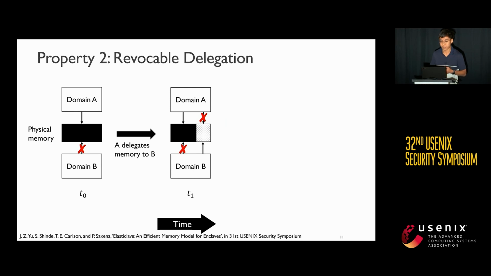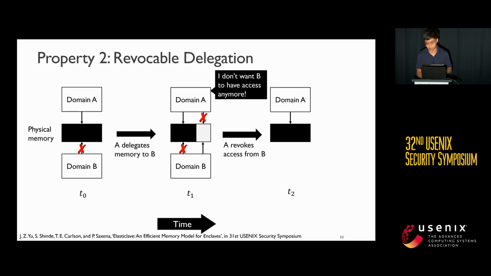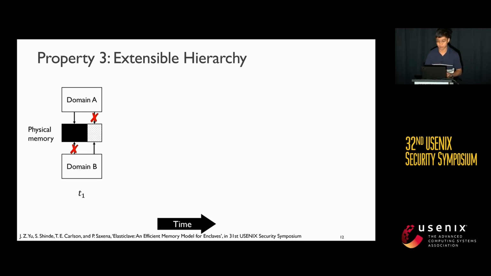The second desirable property is revocable delegation. After A delegates memory to B, we also need A to be able to say at some point that it doesn't want B to have access anymore, and we should make sure that B loses access from that point on. The third desirable property is extensible hierarchy. Not only should we allow A to delegate memory to B, we also should allow B to do the same thing.